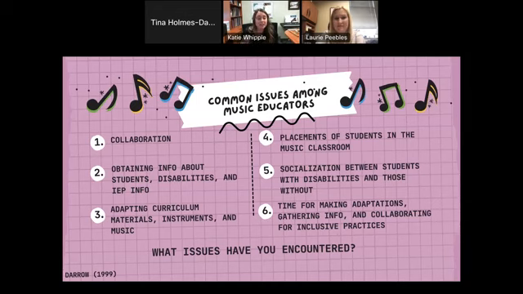Trying to develop ways and ideas to adapt either the curriculum or maybe the instruments or the music itself, figuring out what's going to be the best way to adapt these aspects for a student was also a common issue. And then thinking about placements of students within that music classroom, physically, where are they going to be placed and what kind of supports might they need around them to be successful. Sometimes there was a struggle with trying to help the students socialize with other students in the classroom. So really trying to get that full sense of integration with a student with disabilities and those without, making sure that they were having that meaningful socialization and how to help with that.